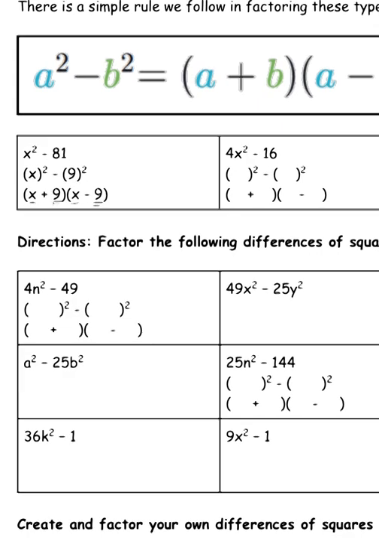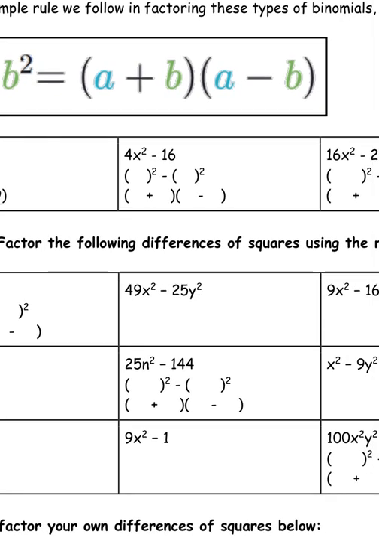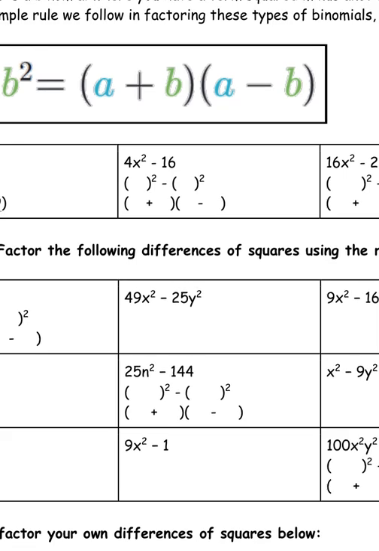So taking a look over at the example next to it, I have 4x squared minus 16. Okay, so I know that taking the square root of 4 is going to give me 2. Taking the square root of x squared is going to give me x. Taking the square root of 16 is going to give me 4. All right, so following that rule, I know that I'm going to have 2x here, 2x there, and I'm going to have 4 and 4. Okay, and again, you can always check yourself by either using the FOIL method or using the box method that we learned to multiply binomials.